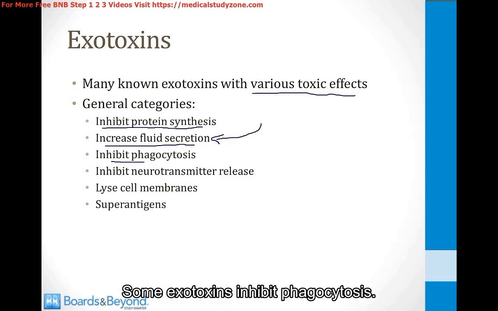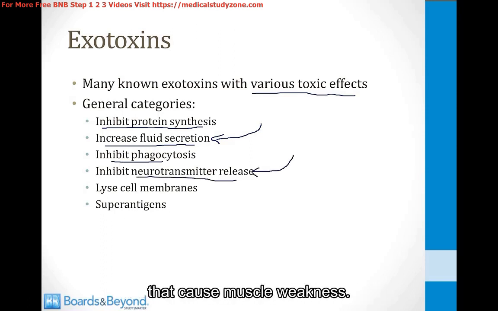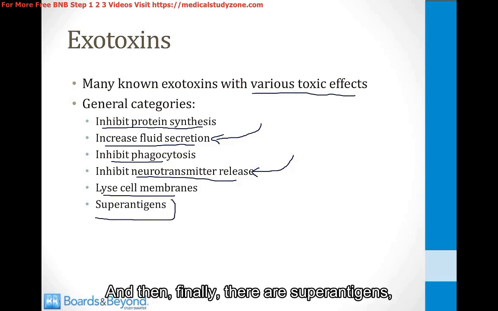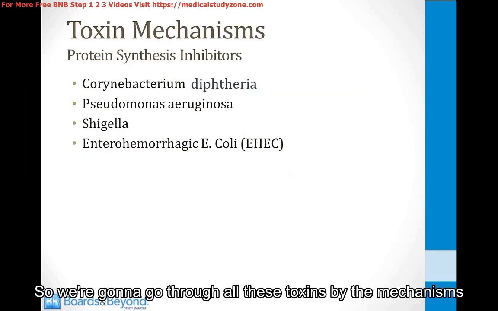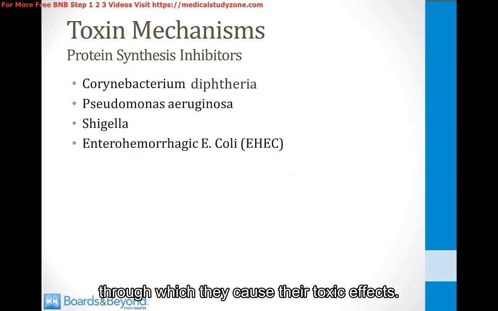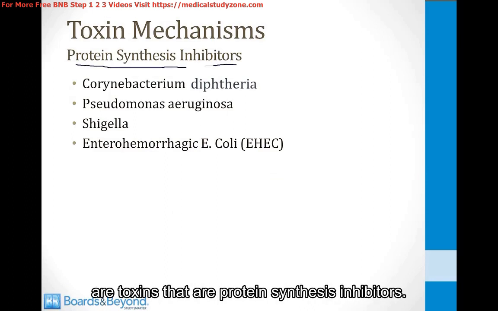Some exotoxins inhibit phagocytosis. Some block neurotransmitter release, and these are toxins like botulinum toxin that cause muscle weakness. Others lyse cell membranes, and then finally there are superantigens, which are the last exotoxins that we'll talk about. So we're going to go through all these toxins by the mechanisms through which they cause their toxic effects. And the first mechanism we're going to discuss are toxins that are protein synthesis inhibitors.